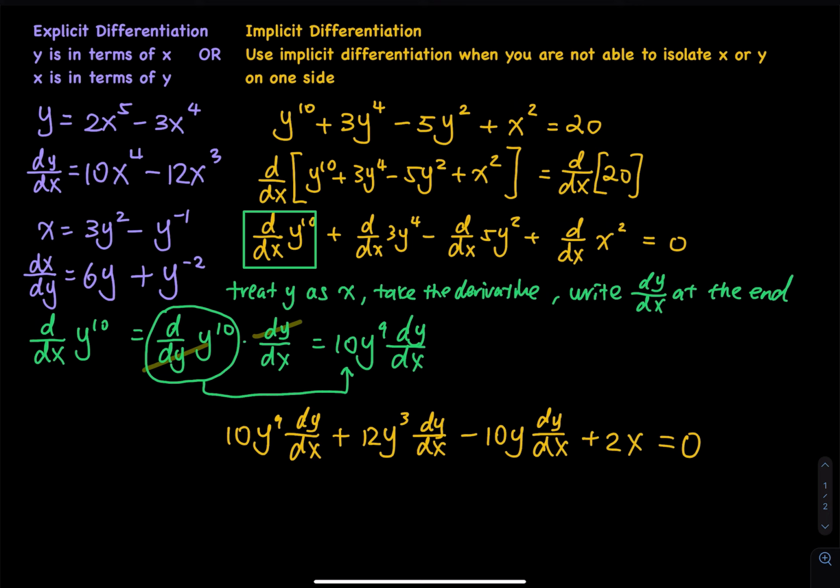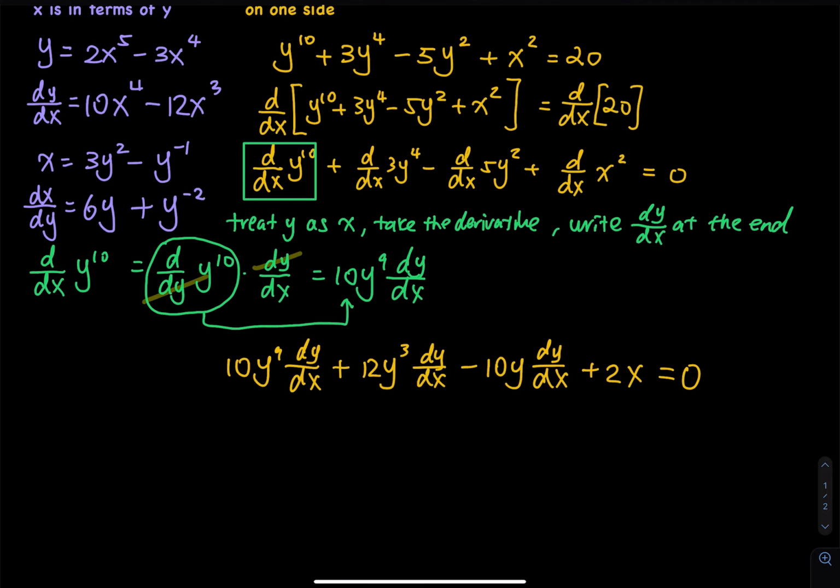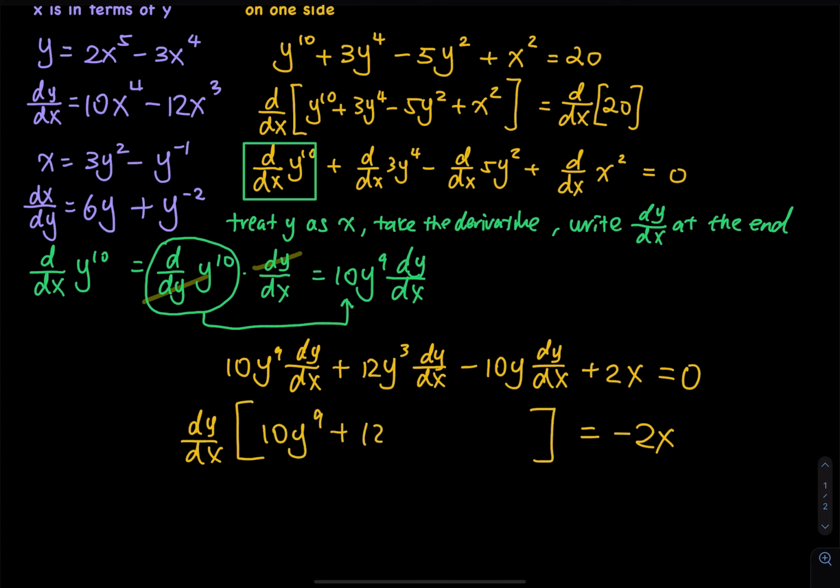So the last step is, I would like to isolate the dy dx on one side. So what we are going to do first is toss the 2x to the other side. And then for the rest of the terms, I am going to factor out a dy dx. So factor out a dy dx, and then inside this square bracket, you have the derivatives right there, plus 12y to the 3rd minus 10y, and then at the end of the day, all you have to do is divide the square bracket on both sides.